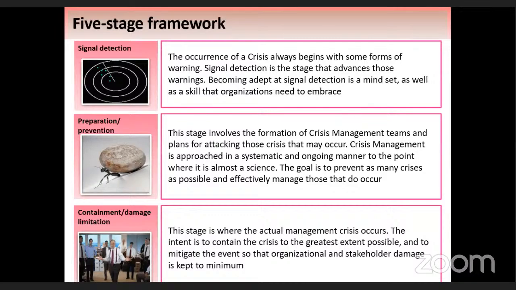Then we have the containment stage, which is the stage where actual crisis management occurs. The intent is to contain the crisis to the greatest extent possible, to mitigate the event so that organization and stakeholder damage is kept to the barest minimum.